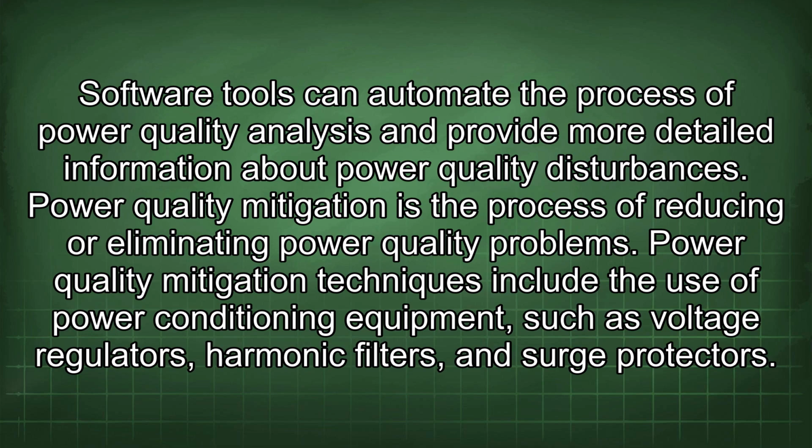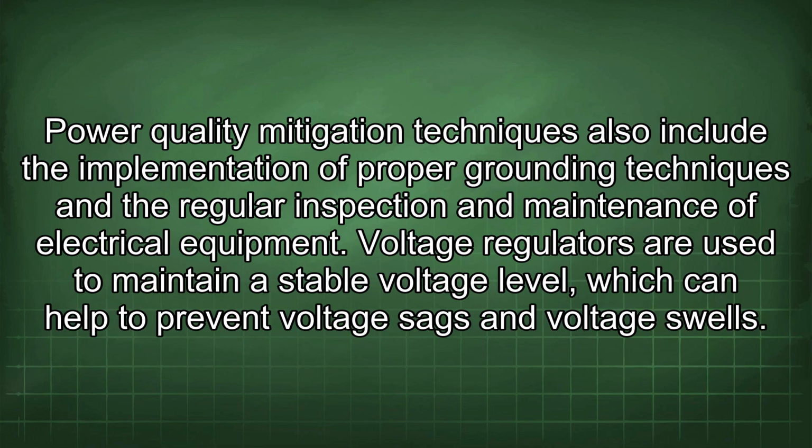Power quality mitigation is the process of reducing or eliminating power quality problems. Power quality mitigation techniques include the use of power conditioning equipment, such as voltage regulators, harmonic filters, and surge protectors. Power quality mitigation techniques also include the implementation of proper grounding techniques and the regular inspection and maintenance of electrical equipment. Voltage regulators are used to maintain a stable voltage level, which can help to prevent voltage sags and voltage swells.